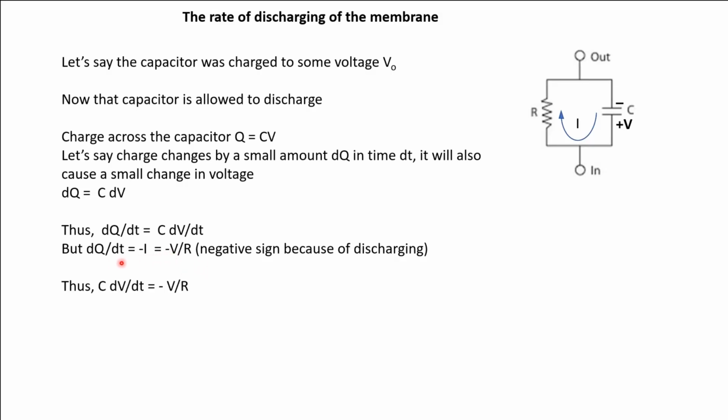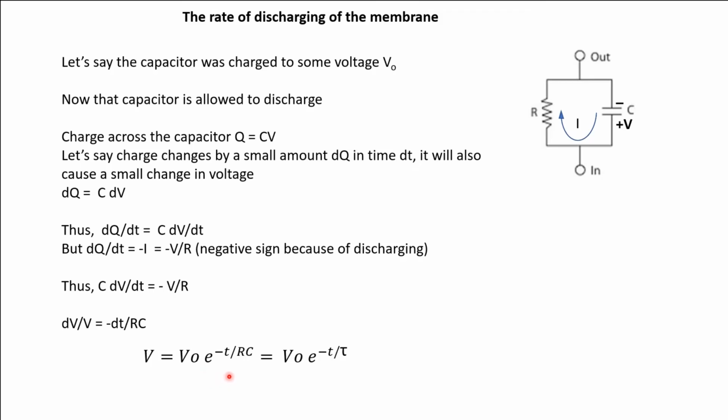Now combining these two equations, we can replace dq by dt with C dV by dt. So it becomes C dV by dt is equal to minus V over R. And further rearranging these terms, we get dV over V is equal to minus dt over RC. Now integrate this equation and apply the boundary condition that at t equal to 0, V should be equal to V0. That gives us V is equal to V0 e to the power minus t over RC.